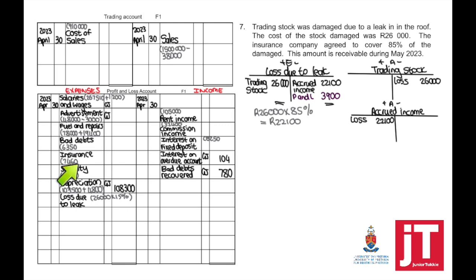If I look at loss due to leak in my profit and loss account, I could have simply also said, well, 100 is the total original amount of the stock which we've lost, minus 85% means that 15% will be an actual loss. And take note, we get exactly the same answer.